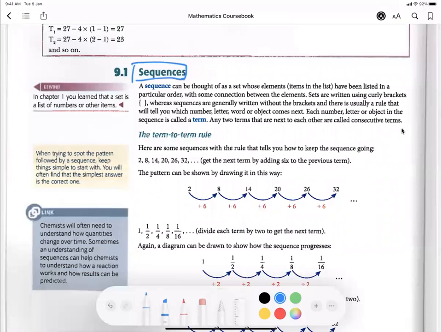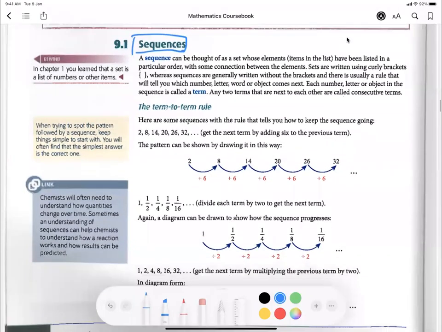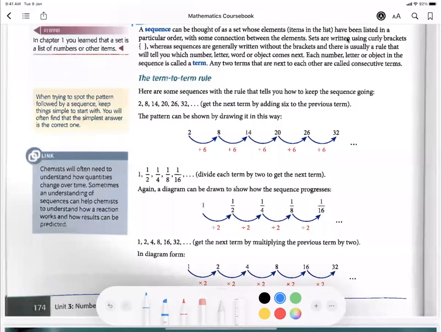And then if they multiply or require division, then we can call it a non-linear sequence because it is not straightforward. It will not be in one straight line when you draw it. It will just be either exponentially going up, or if it's going down, then it's a decay.